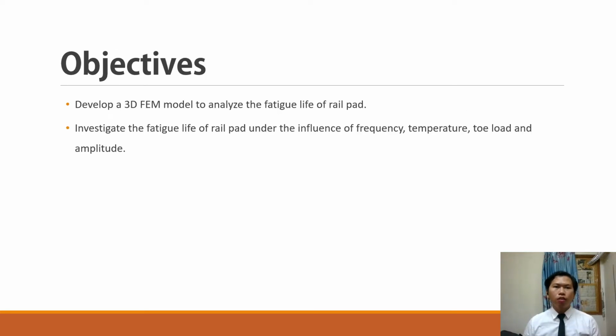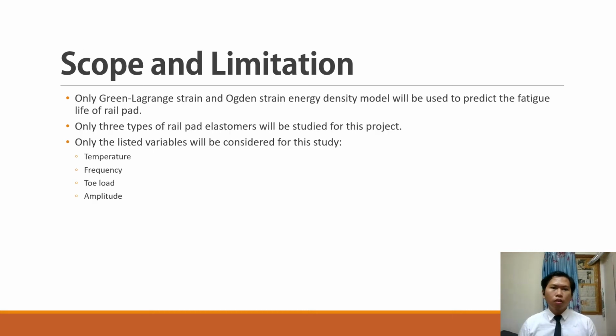Because of that, the objective of the study is to develop a 3D FEM model to analyze the fatigue life of railpad, and also to investigate the fatigue life of railpad under the influence of frequency, temperature, toe load, and amplitude of the railway. For the scope and limitation, the study will only focus on the Green-Lagrange strain and the Ogden strain energy density model to predict the fatigue life of railpad.